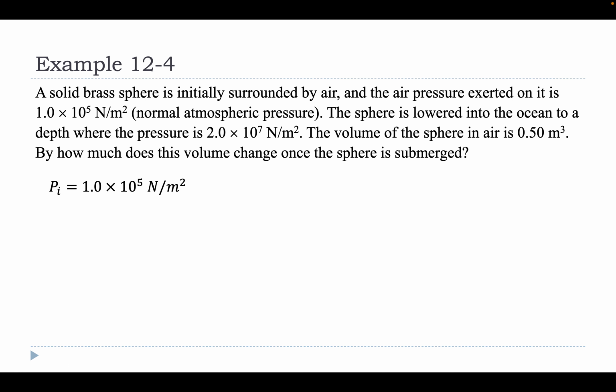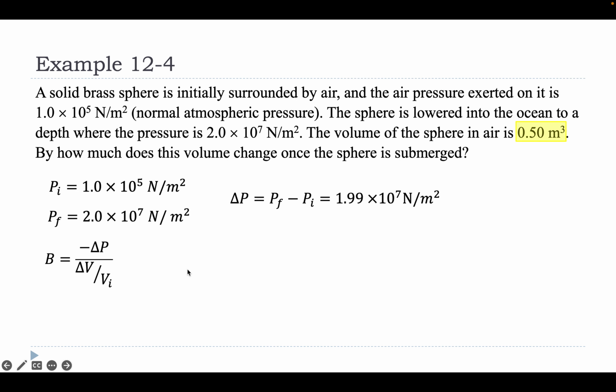So what do we know? We know the initial pressure, the final pressure, and the initial volume. Our goal, of course, is to see how the volume changes, and we know that this is a solid and that there's a pressure change. So we would have to use the bulk modulus, which measures the stress, the change in pressure, over the strain, the change in volume over the initial volume, and that will allow us to figure out how this volume changes.